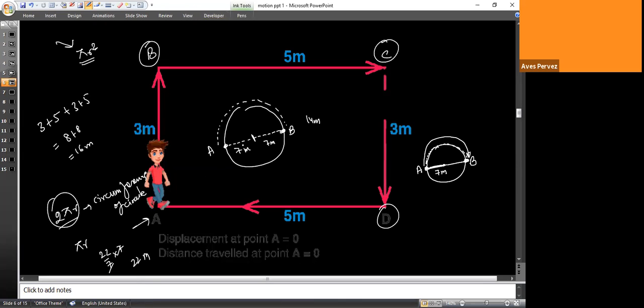Just think, if a circle is of 7 meter radius and a person is moving along its circumference, then he has to cover 22 meter distance to reach the point B. But if he is traveling with a jet or something along this, the shortest distance will be, dear student, 14 meter.